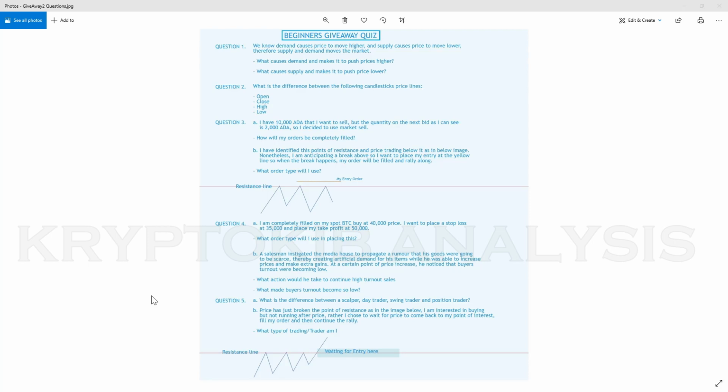Then question 3. I have 10,000 ADA that I want to sell, but the quantity on the next bid, as I can see, is 2,000 ADA. So I decided to use a market sell. How will my order be completely filled? We all know when you use a market order, maybe the order book is quite tiny and you have a large order that you want to either buy or sell. So you choose to market sell.